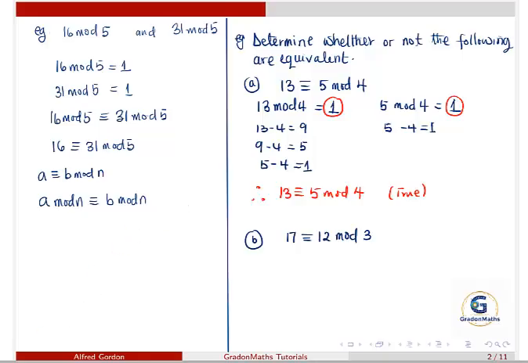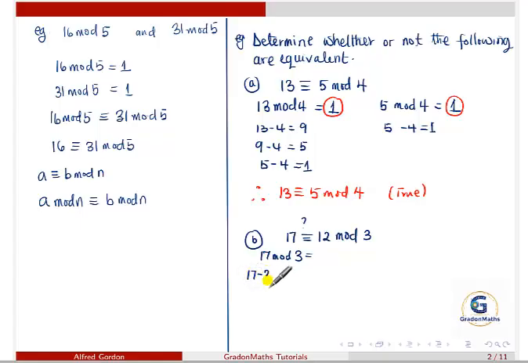Now let's come to the second example. With the second example, we are told that 17 is equivalent to 12 mod 3. We are not sure whether they are really equivalent or not, so we can begin by doing 17 mod 3 with repeated subtraction.